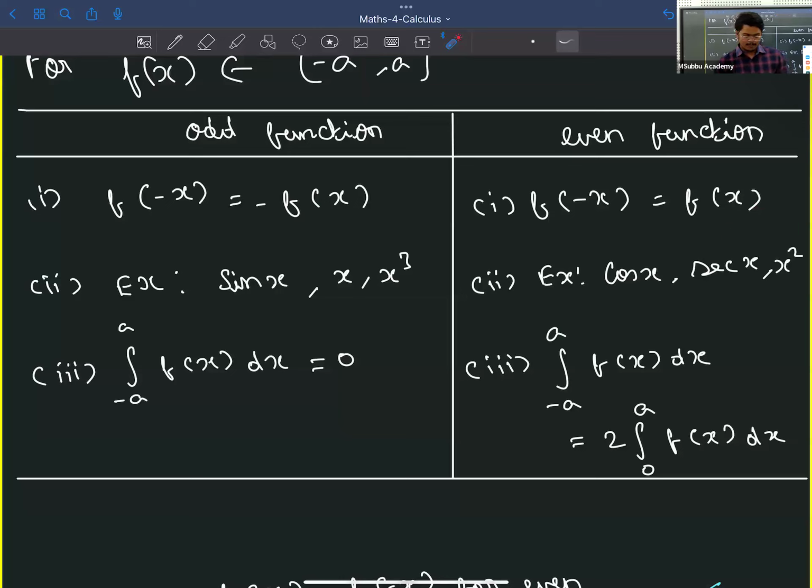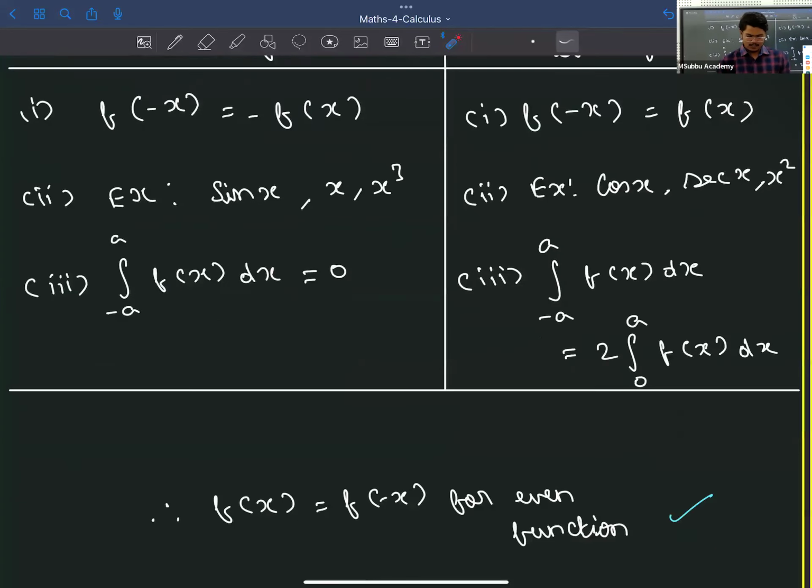Okay, so for example, sin x, cos x, x and x cube. When you have sin of minus x, it will be minus sin x. When you replace x with minus x in x cube, again you'll get minus x cube. But cos of minus x will be cos x, and secant of minus x will be secant x. For x square, when you replace x with minus x, again you'll get x square. Okay, so these are examples.